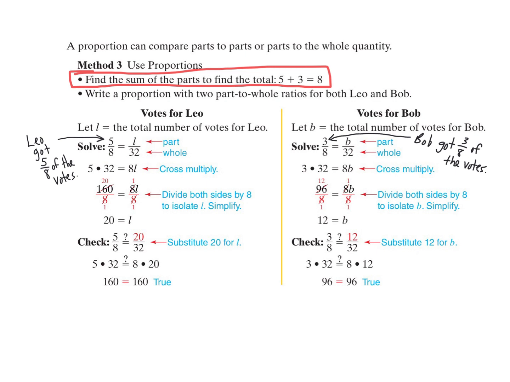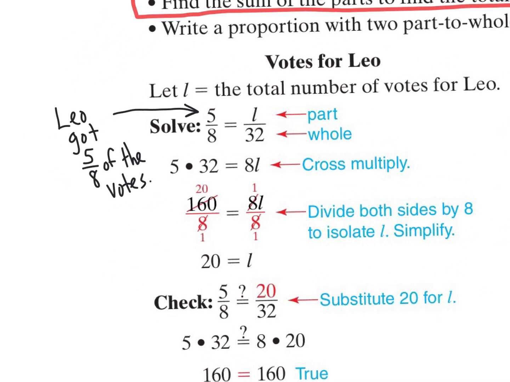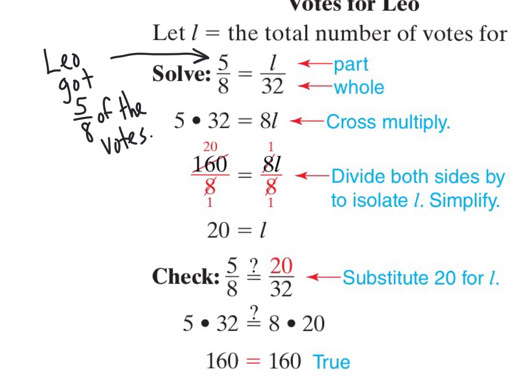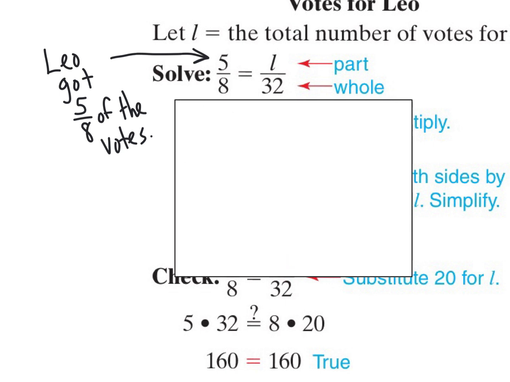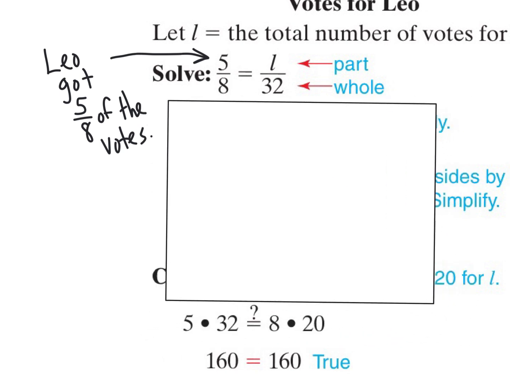Another way that we could do this is to make a proportion. So if we look at this, Leo got 5 votes, Bob got 3 votes. So basically then we could say Leo got 5/8 of the votes. So we're trying to figure out how many votes he got out of 32. You can do the cross multiplying like the book's doing. Otherwise, this is an easy pattern here. 8 times 4 is 32. So 5 times 4 is 20.